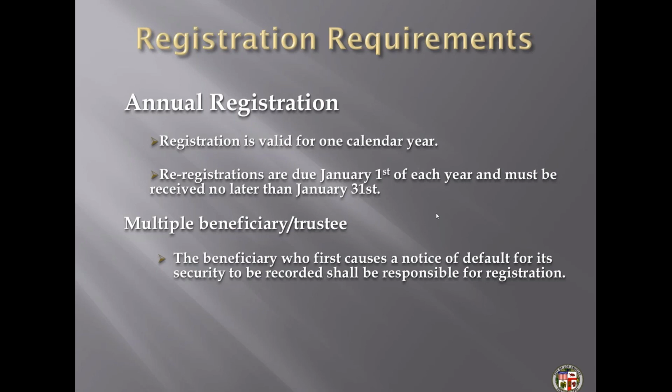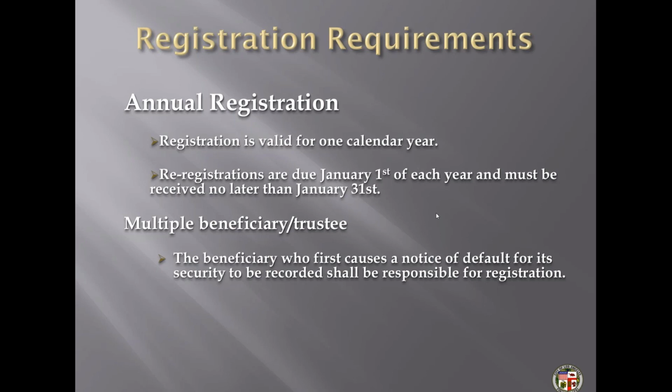When there are multiple beneficiaries or trustees, the beneficiary who first causes a notice of default for a security to be recorded, the first one shall be responsible for the registration. So in other words, let's say there are 2 notices of default, a first and a second, and the first actually records a notice of default on January 20th, 2017, and the second records a notice of default in March of 2017. It would be the first one who records that notice of default.